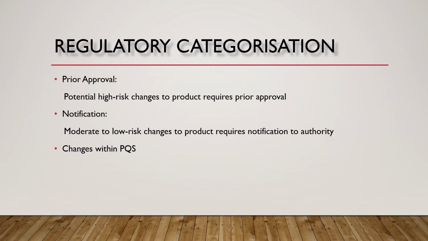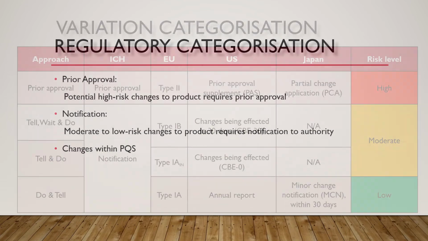A mechanism for immediate notification is useful when prior approval is not required, but timely awareness of the changes by the regulator is considered necessary. Changes within PQS. The changes that are not required to be reported to regulators are only managed and documented within the site pharmaceutical quality management system. But these changes may be verified during routine inspection by the authority.